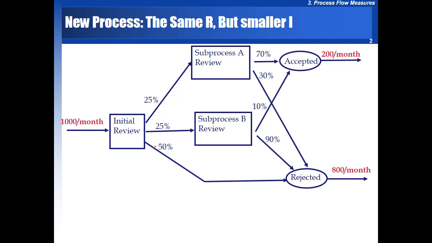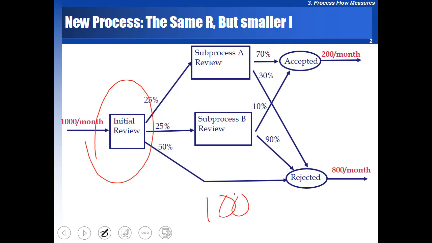In the second process, we have partitioned the job. We have given the initial job to someone who is not too expert, whose cost is a little bit cheap. She or he can put these applications, which come in at a rate of 1,000 per month, or if I divide it by 30, at 33.33333 per day. They come in.